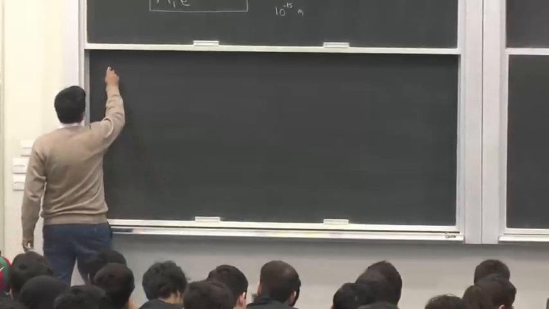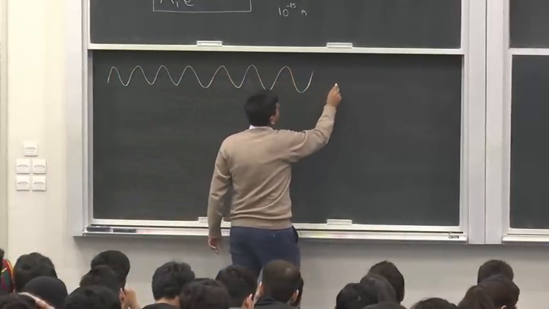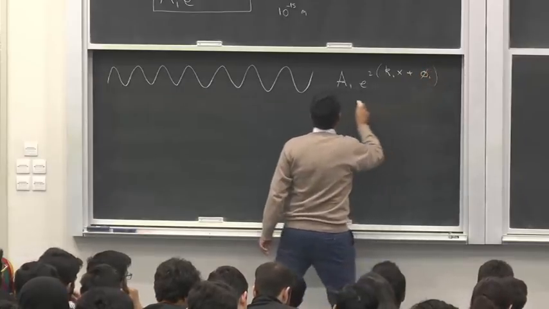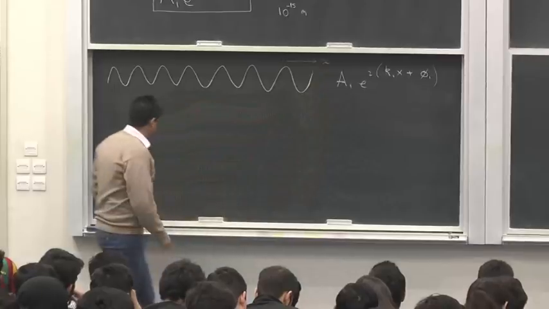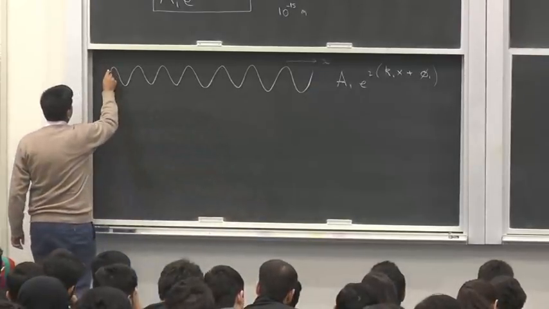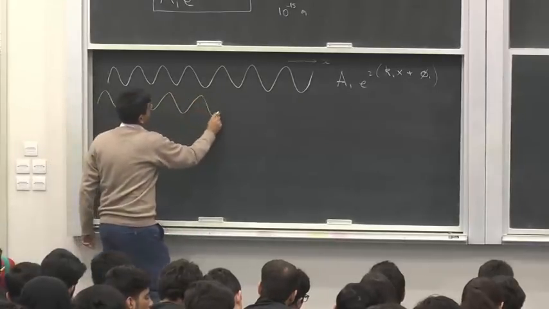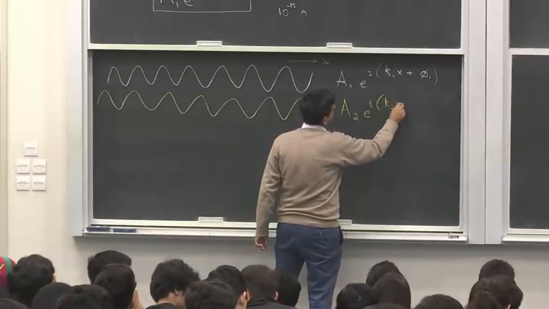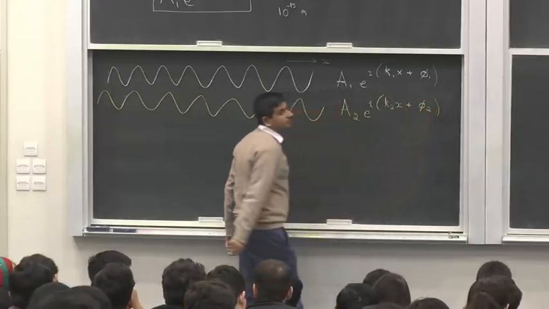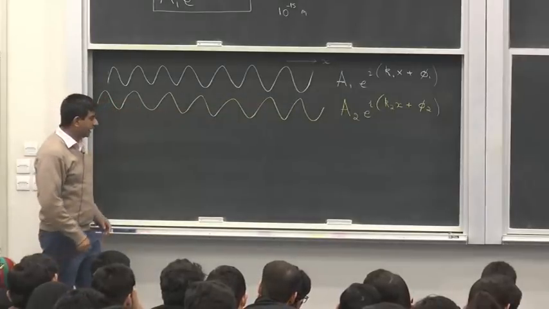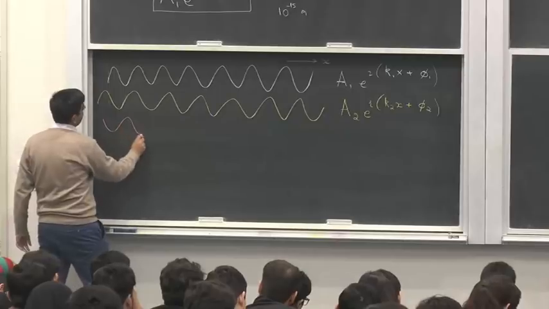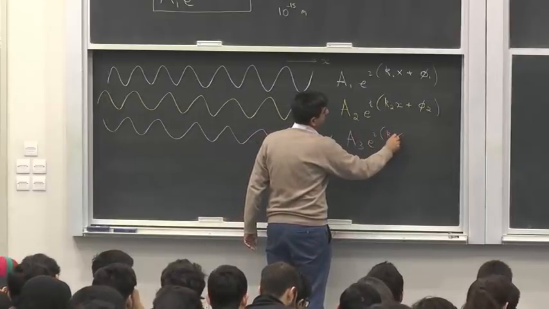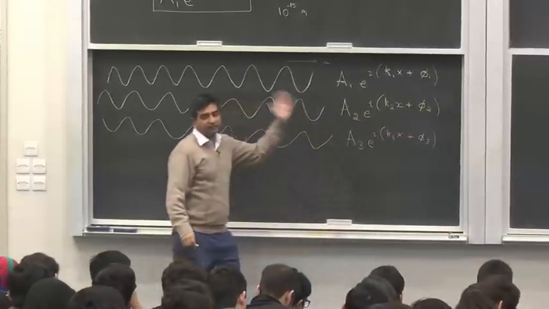So now what I'm going to do is draw a sine wave A1 e^(i(k1 x plus phi1)). This is my x-axis. And now I draw another wave, which has a different amplitude, a different wavelength, and a different phase. And now I draw a third wave, which has a totally different amplitude and a different wavelength and a different phase.